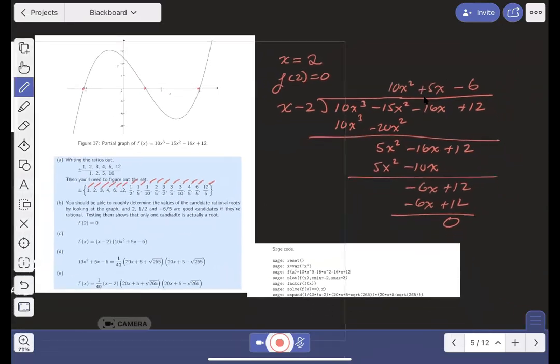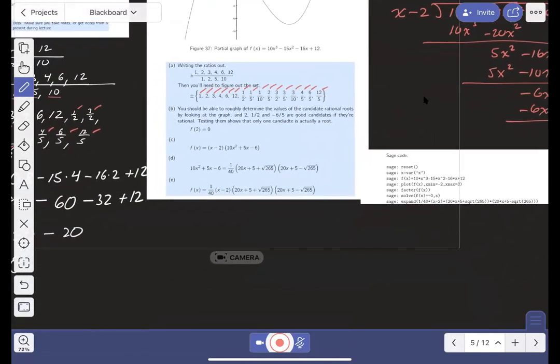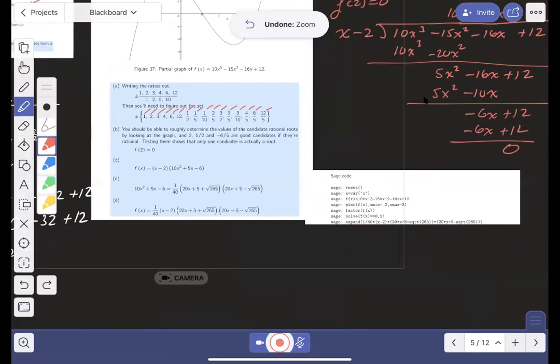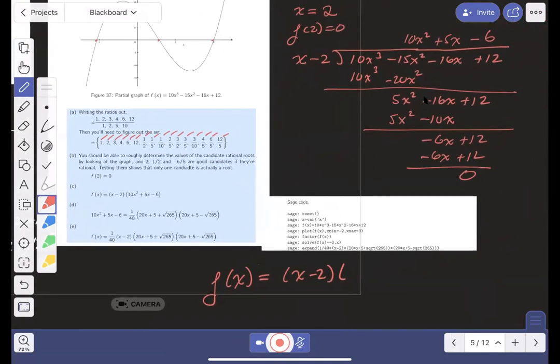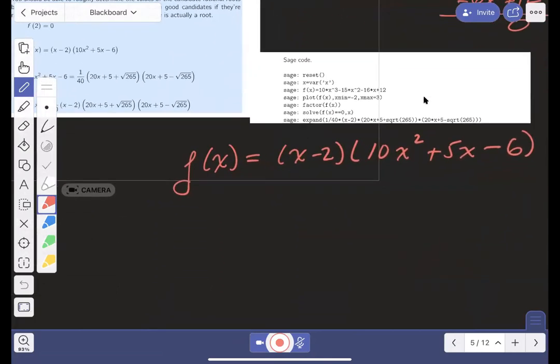So now what do I know? I know f of x, I'll write this down for you. Oh boy, made a mistake. I know f of x has a factor of x minus 2 and a factor, let me remind you, 10x squared plus 5x minus 6. I know that. I know it, absolutely know it. What I don't know is what the other roots are.